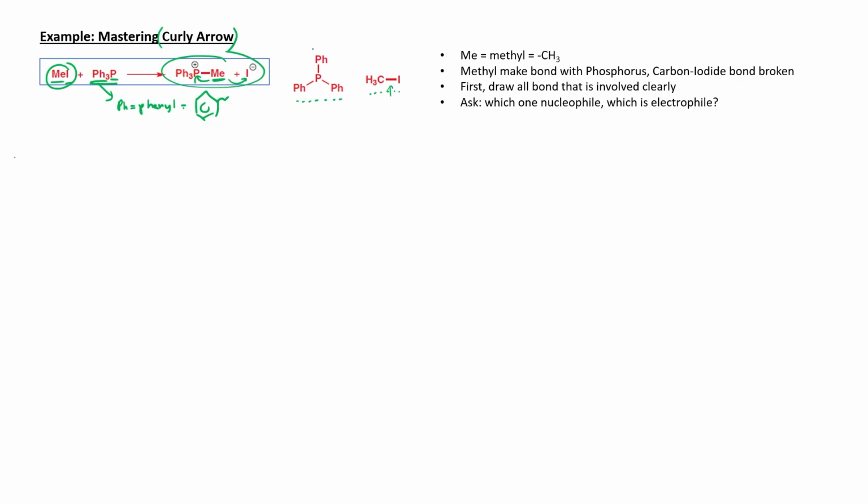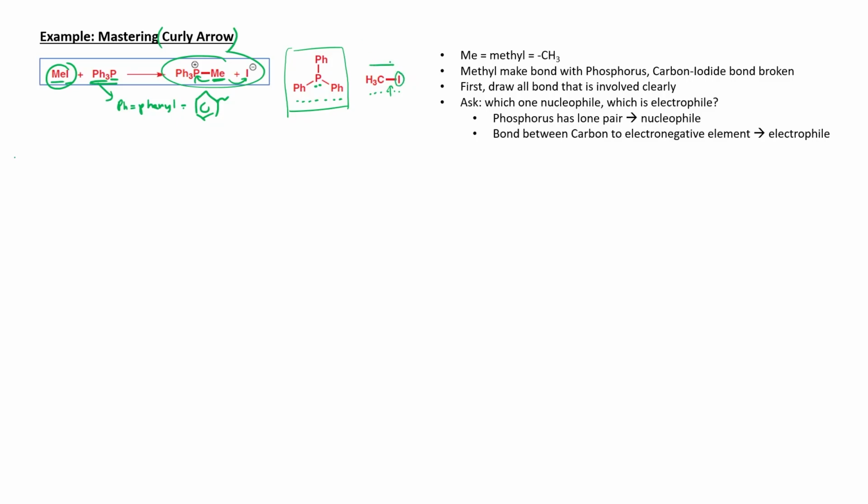And then ask which one is the nucleophile, which one is the electrophile. In this case, phosphorus has a lone pair. Lone pair means that you have an extra electron that is non-bonded to anything, which is ready to bond with something. So in this case, phosphorus will become a nucleophile. And if you look at the methyl iodide, you have the electronegative element, and this electronegative element will pull the electron density toward itself, causing this bond to be susceptible to attack by a nucleophile. So this will become the electrophile.